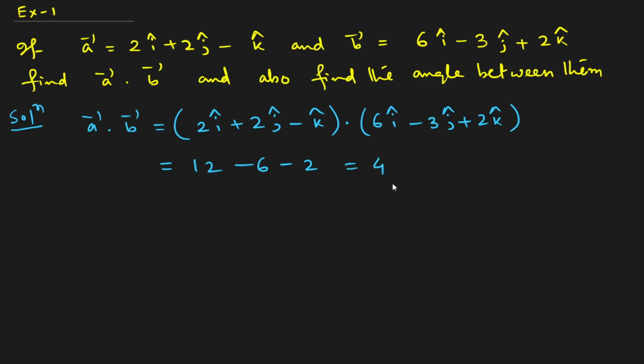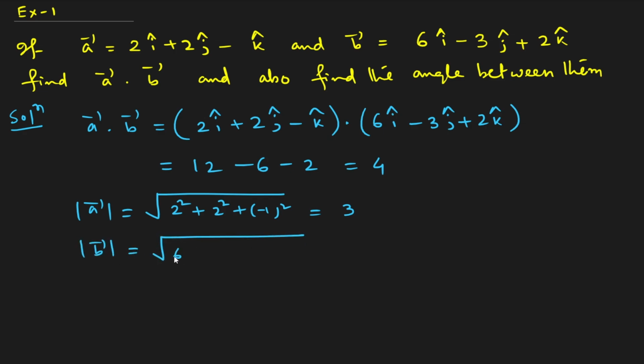After that, we have to find the angle between a bar and b bar. So before that, let us find modulus a bar. It will be root over a square plus b square plus c square. So 4, 4, 1, it will be 3. Then modulus b bar is root over 6 square plus minus 3 square plus 2 square. So 36 plus 9 is 45, plus 4 is 49. Root over 49 is 7.